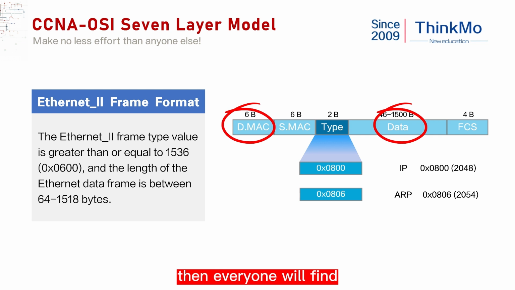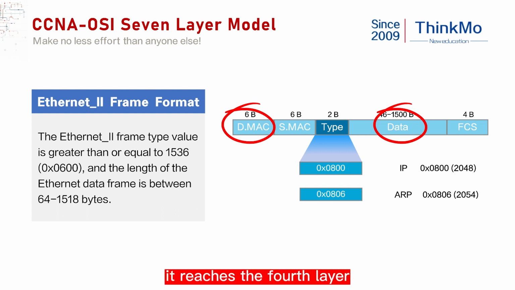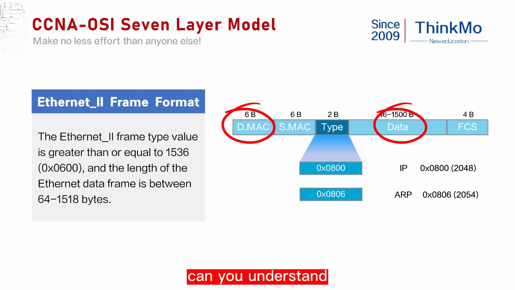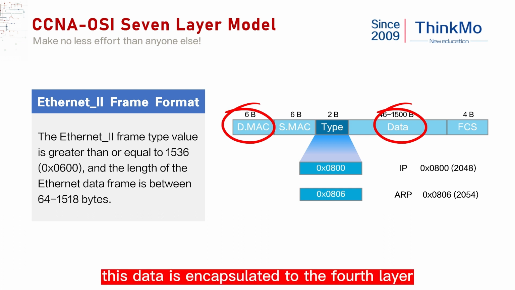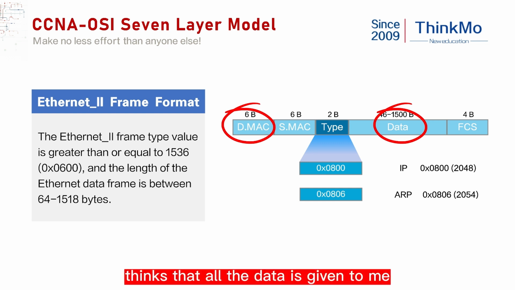Everyone will find what is actually marked in it. After our 5, 6, 7 layer encapsulation, it reaches the 4th layer. It will consider all the data above as data. Can you understand? On the 4th layer, it will not look at the headers of the 5th, 6th, and 7th layers. This data has been encapsulated by layers 5, 6, and 7 before reaching the 4th layer, and the 4th layer thinks that all of it is data given to me.